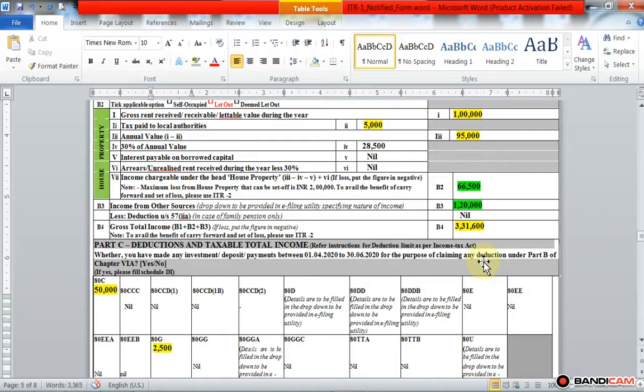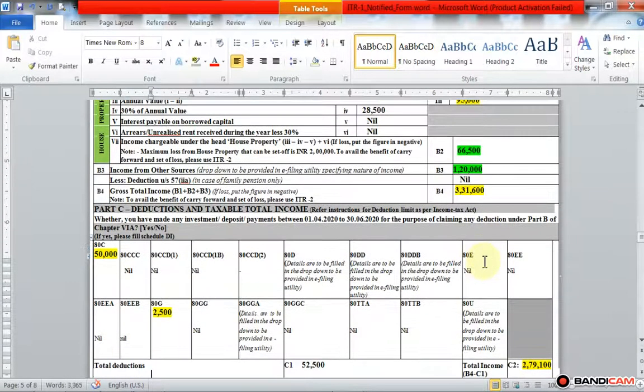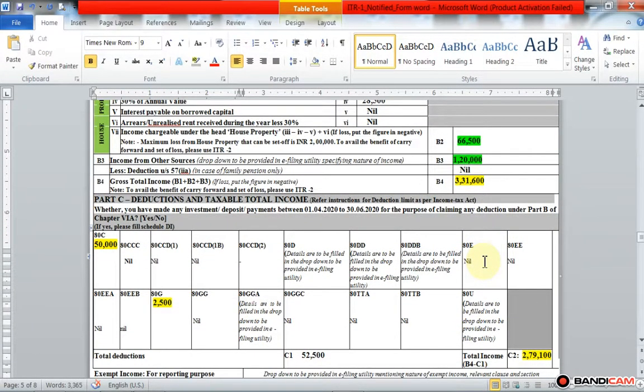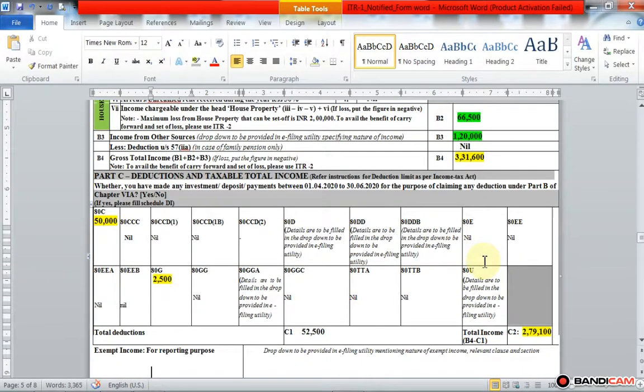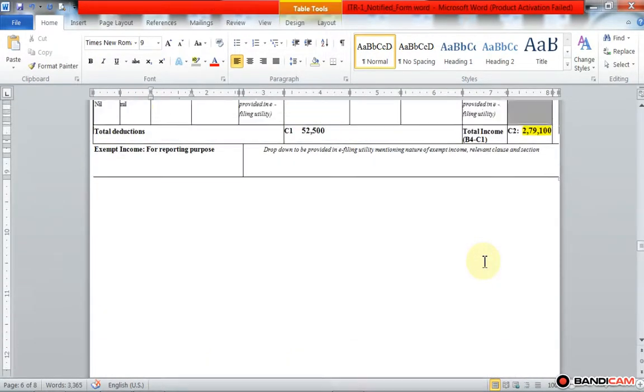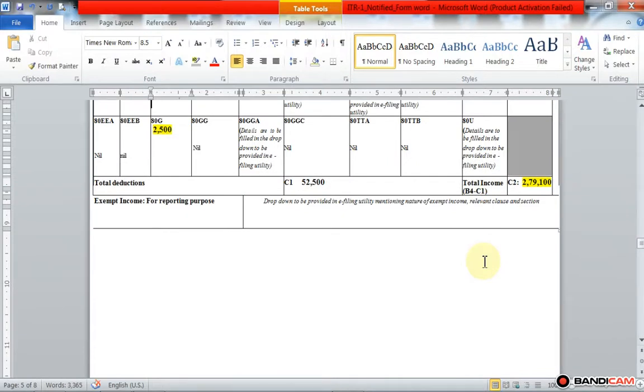Then the next part, Part C, starts after computing the gross total income. Part C is deductions under section 80C to 80U applicable to individuals under Chapter VI-A. Here only two deductions are given, in respect of 80C and 80G. After these deductions we get the total income, that is C2. In Part C, C2 is computed, that is 2,79,100.